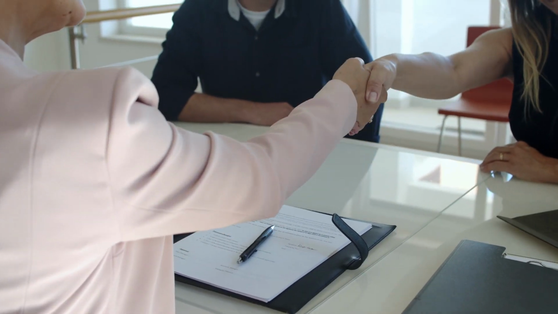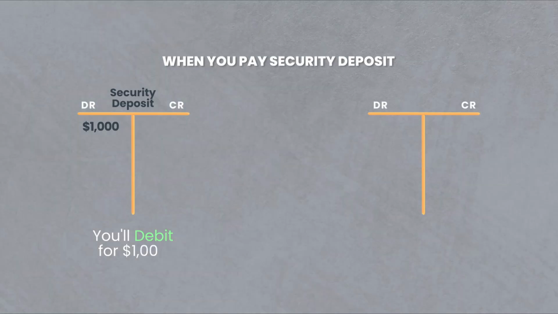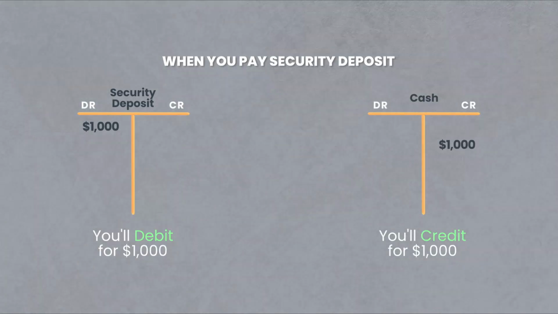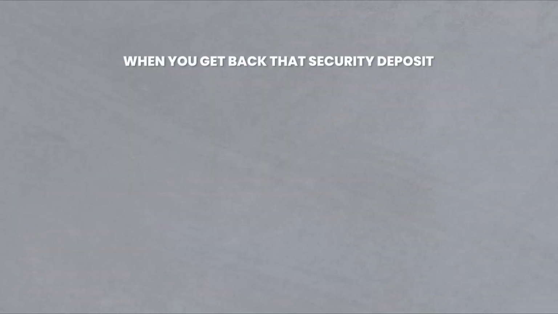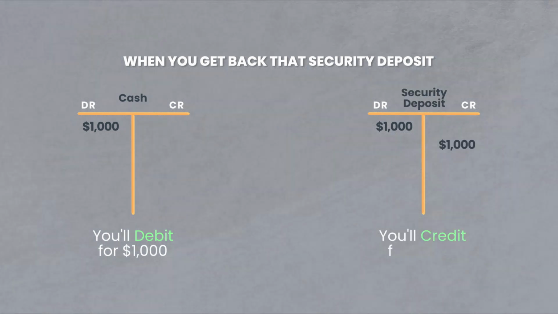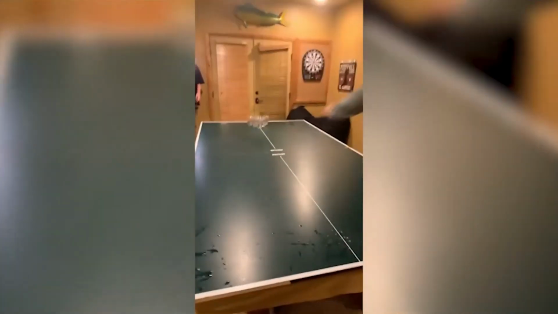When you rent an office space, your landlord is going to want to collect a deposit. And if you, let's say, play beer pong and ruin your floors, well, your landlord will then keep that deposit. True story, that actually happened to me in college and I lost my security deposit. But when you pay the security deposit, you'll debit security deposit and you'll credit cash. When you then get back that security deposit, you'll debit cash and you'll credit your security deposit. And if you don't receive back your full amount, you'll debit an expense like beer pong expense.